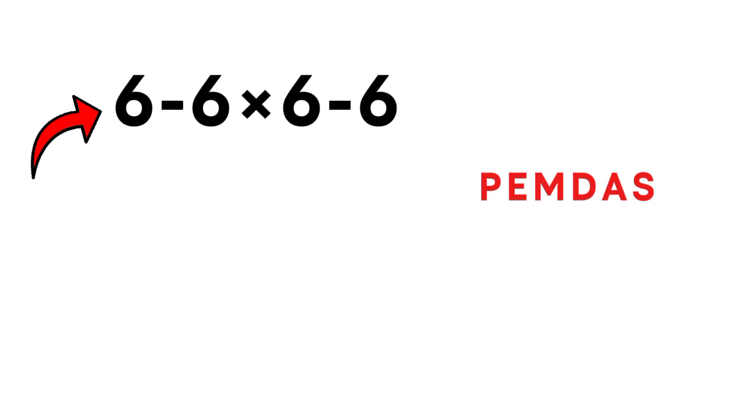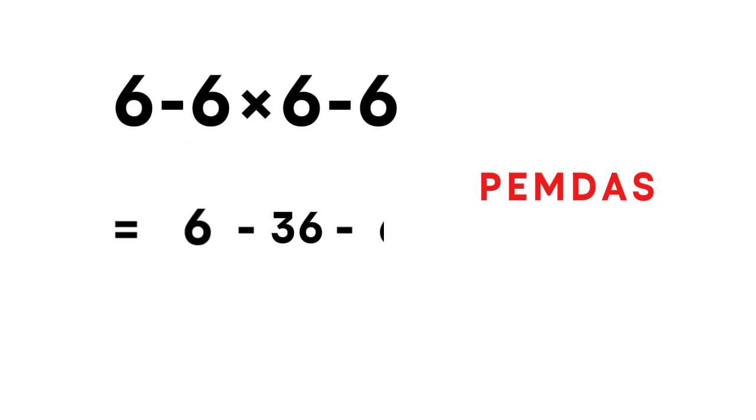So in this expression, we actually need to do the multiplication first, then handle the subtraction. Yeah, this is the twist that changes everything. 6 times 6 gives us 36. Let's rewrite the whole thing. 6 minus 36 minus 6.